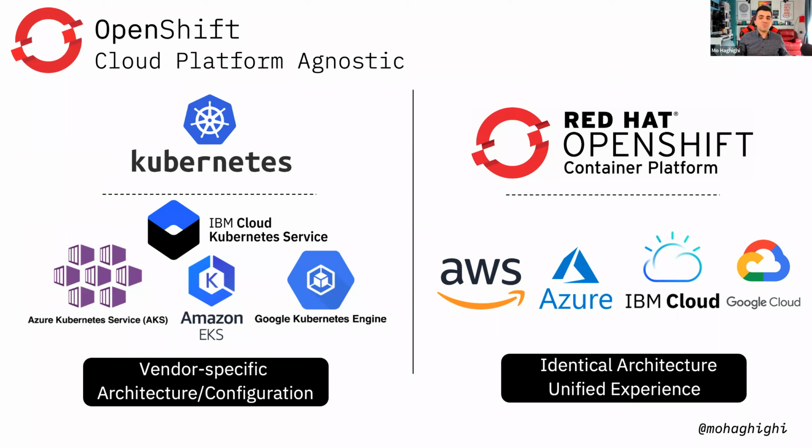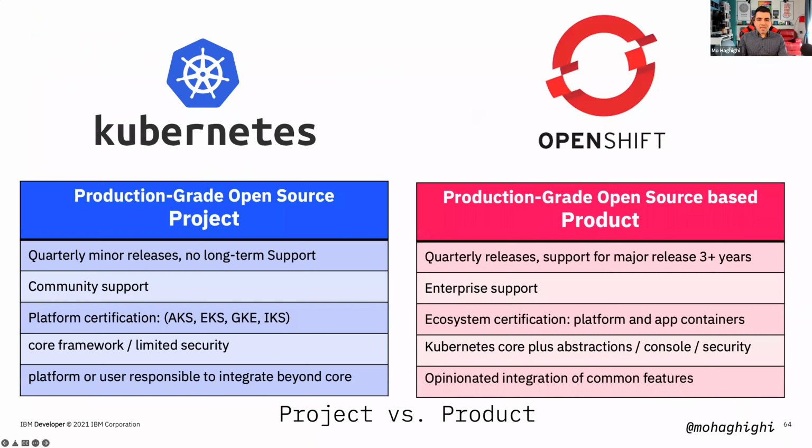With OpenShift Container Platform, your experience and the way you interact with the platform, let's say the OpenShift console, stays the same. Therefore, building, deploying, and managing applications with OpenShift Container Platform is truly build it once and deploy it anywhere. And last, Kubernetes is an open source project, whereas OpenShift is a product based on an open source project, which is Kubernetes Origin Distribution, or OKD.